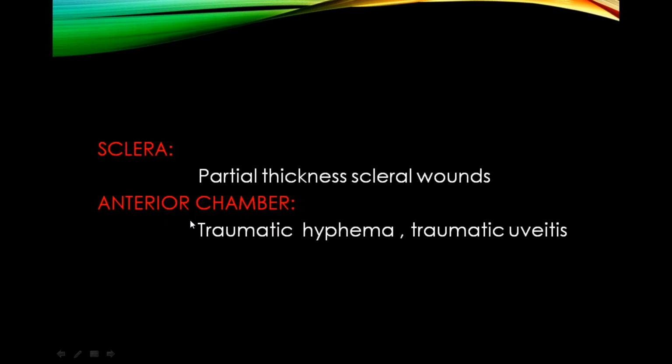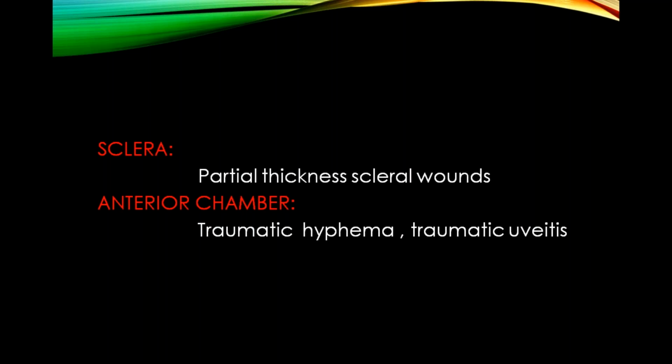Now coming to the sclera. What happens in sclera? There can be a partial thickness scleral wound which can be sutured. If there is a full thickness scleral wound, that means it becomes an open globe injury. It is not called closed globe injury. Some amount of sclera is left, meaning the eyeball coat is intact.